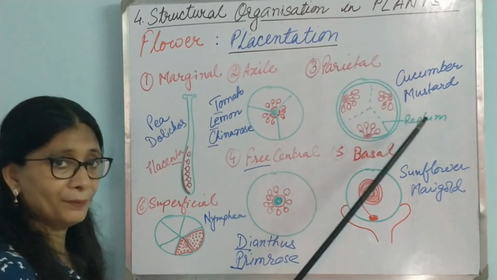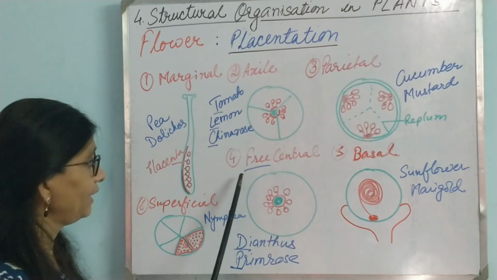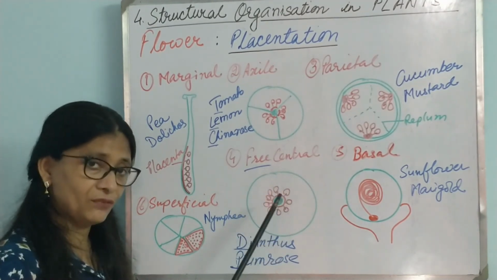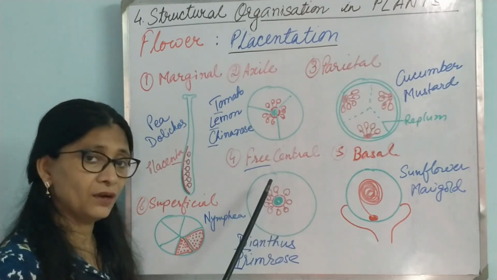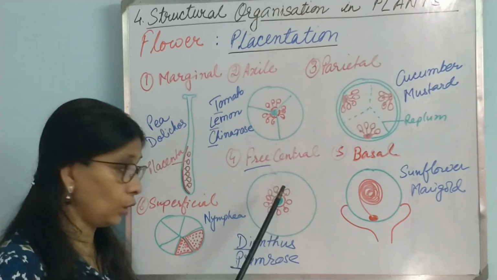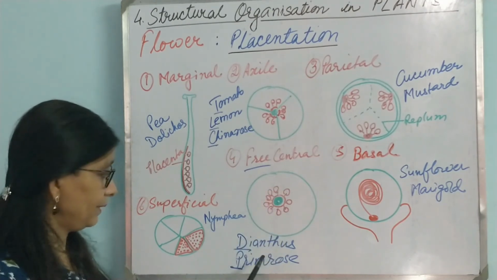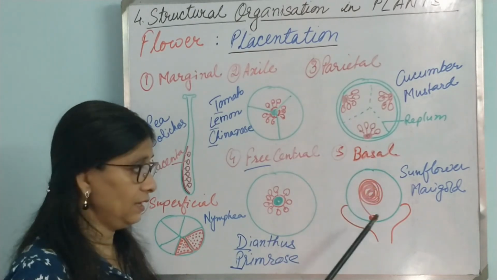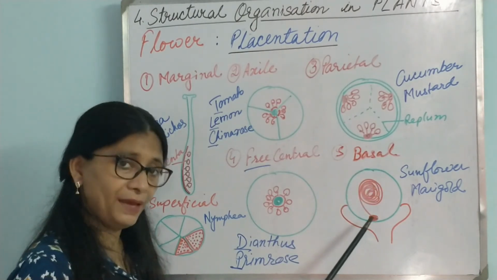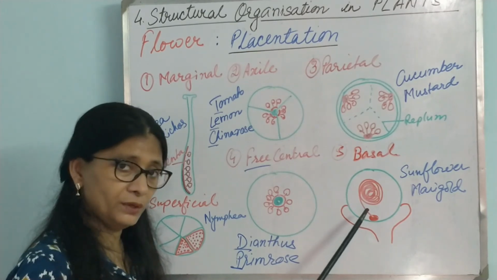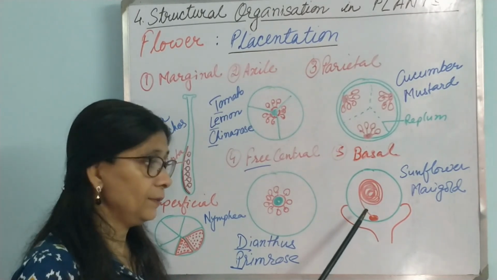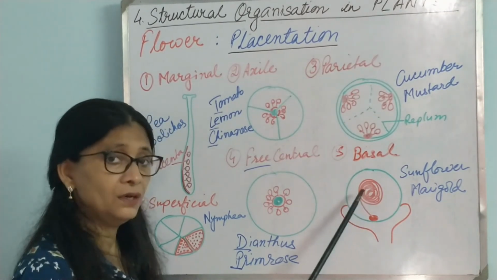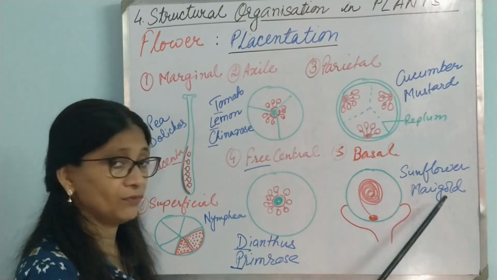This is found in cucumber and mustard, CM. Then we have free central, where again the placenta is around the central axis, but here there are no septa. The septa have all dissolved. The examples are dianthus and primrose, free DP. Then the fifth type is basal. Here the placenta is towards the base of the ovary. The ovary was multilocular, but the locules have dissolved and it has become unilocular. And from the basal placenta comes out just one ovule. This condition is seen in sunflower and marigold.